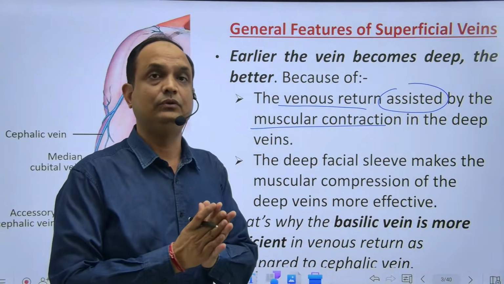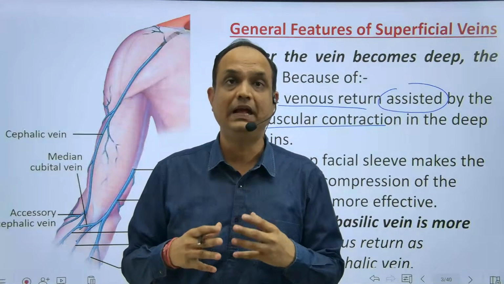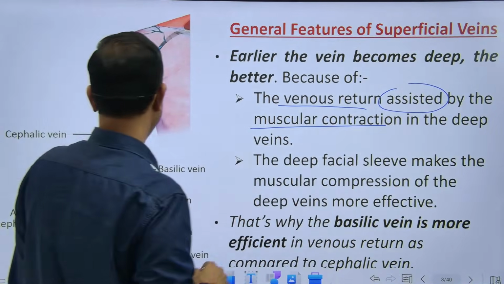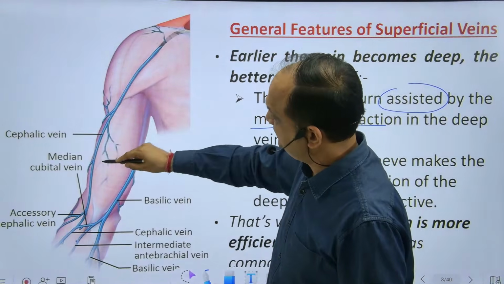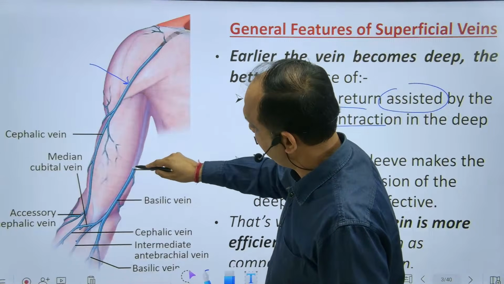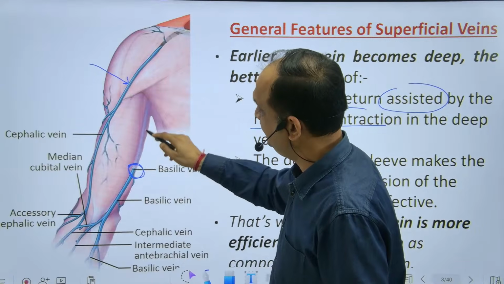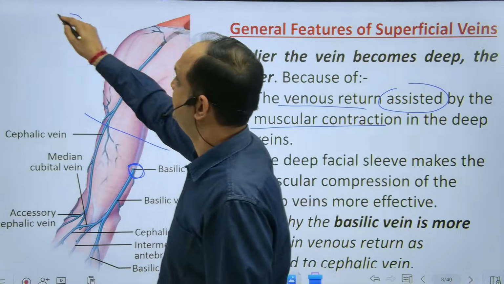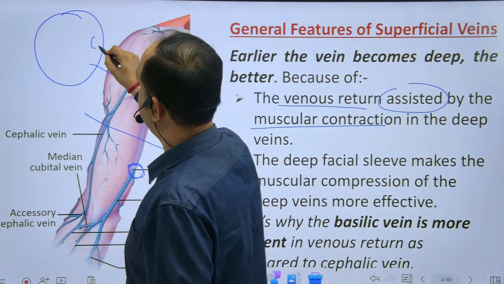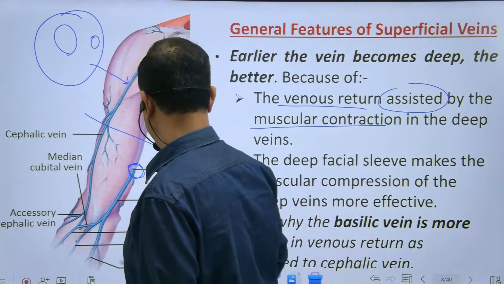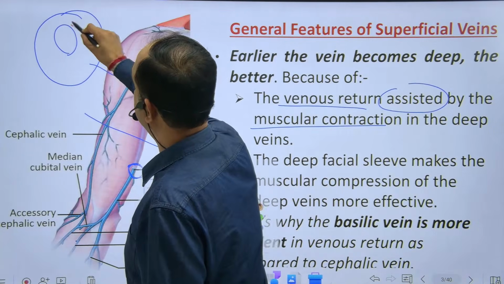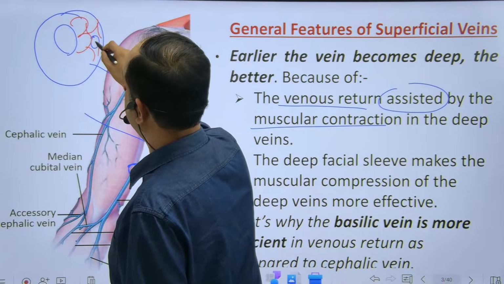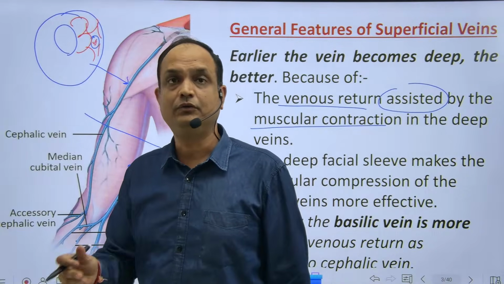You know that veins do not have a muscular wall as compared to the arteries. Once the vein becomes deep, in this image you can see the vein which is visible here, but this vein enters at this point by piercing the deep fascia. If you cut this section, you will see that inside the deep fascia the vein is present, and this is the bone. So the vein is surrounded all over by the muscles. The muscular contraction is helpful to push this blood towards the heart.